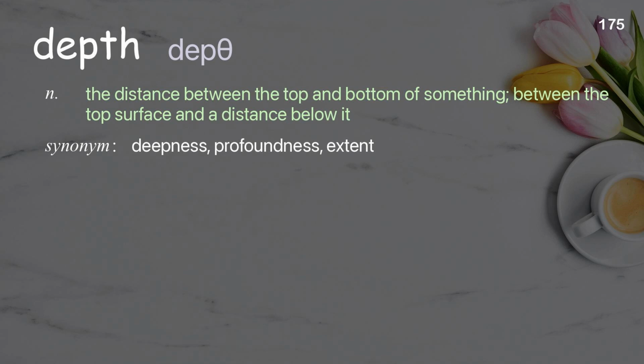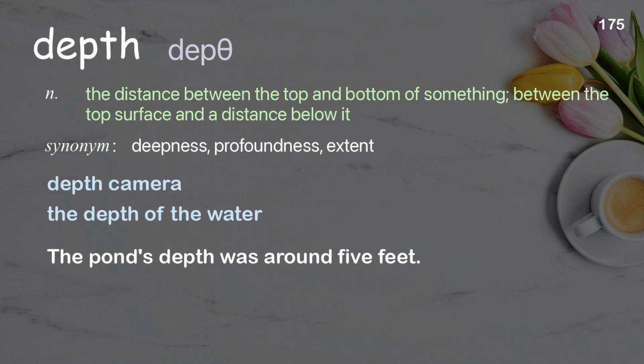Depth. The distance between the top and bottom of something, between the top surface and a distance below it. Examples: Depth camera. The depth of the water. The pond's depth was around 5 feet.